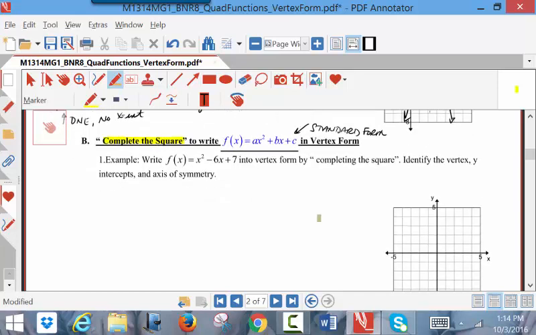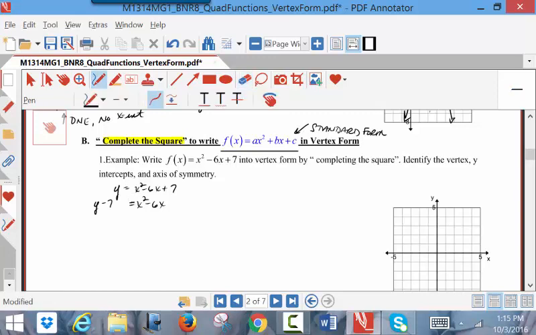This is an interesting process. If you've never done this, you're going to find this to be very strange. The first thing I'm going to do is take my equation, which is not in vertex form. I have no clue what the vertex is. So I'm going to do this method called completing the square. The first step is you move the constant to the left side of the equation, so only your x terms are on the right side of this equation.